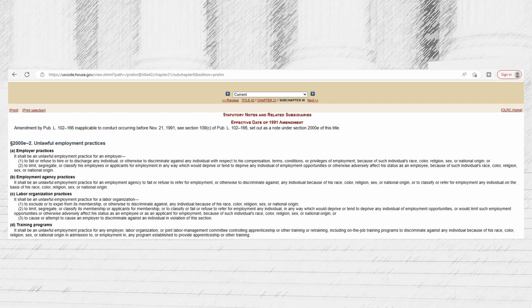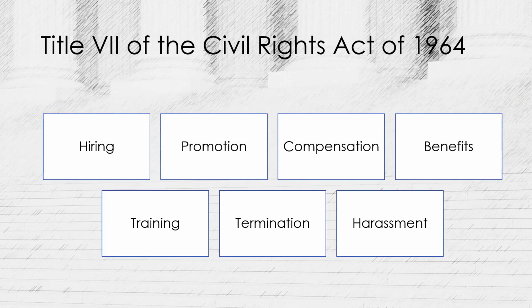Title VII of the Civil Rights Act of 1964 is a federal law that prohibits employment discrimination based on race, color, religion, sex, or national origin. These are the protected members of a class under Title VII, and employers are prohibited from making employment decisions based on those characteristics. Title VII covers a wide range of employment decisions, including hiring, promotion, compensation, benefits, training, termination, and harassment.